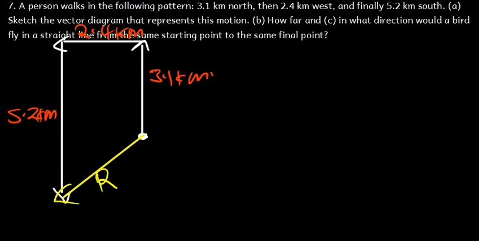Part B is saying how far. So it is connected to part C, how far and in what direction. So in this case, we need first to resolve each vector into x and y components. Okay, so let's represent this one to be vector A, this one to be vector B, to make things simple, this one to be vector C.